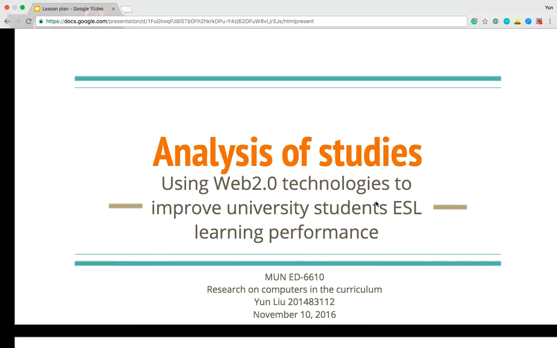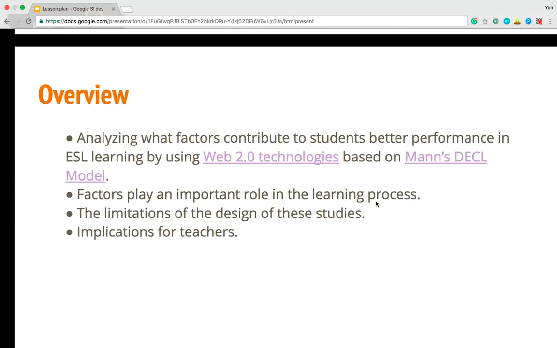My presentation will be an analysis of some research done on Web 2.0 technologies that improve university students' English as a second language learning performance. Here is an overview of this presentation. First, I want to go over the research related to this topic and to examine what factors contribute to the increased ESL learning performance by the use of Web 2.0 technologies with university students whose native language is not English.